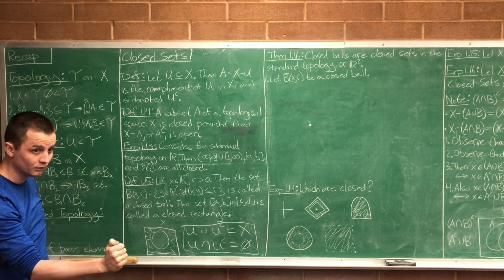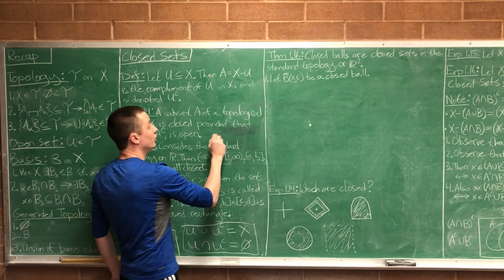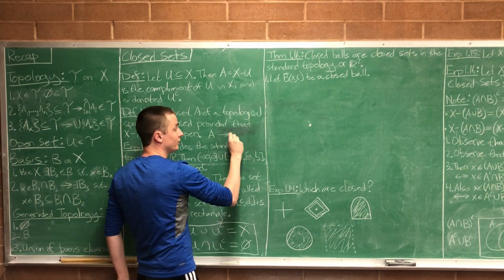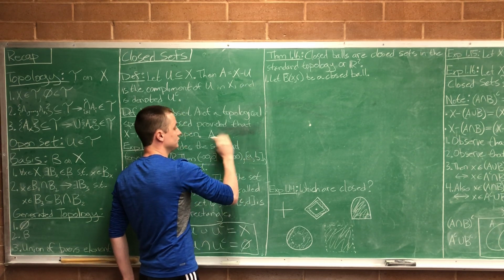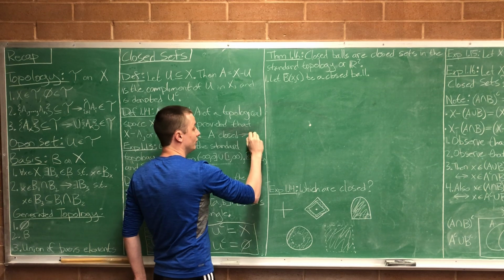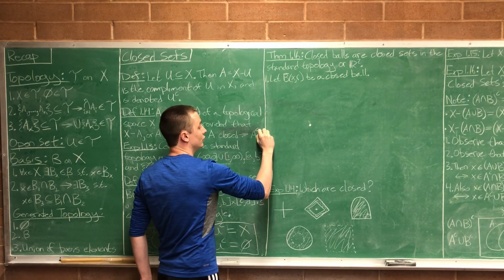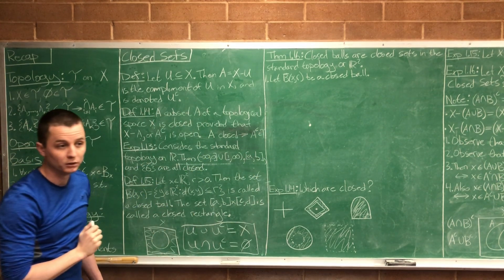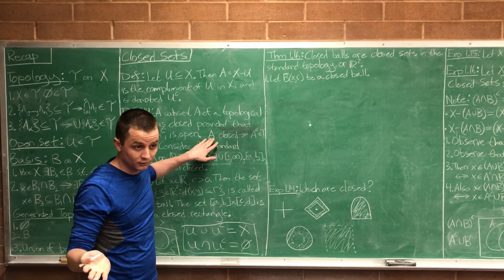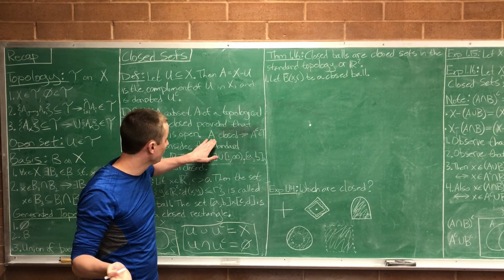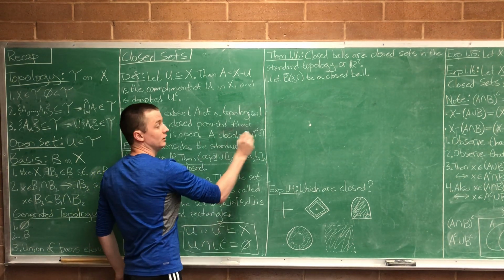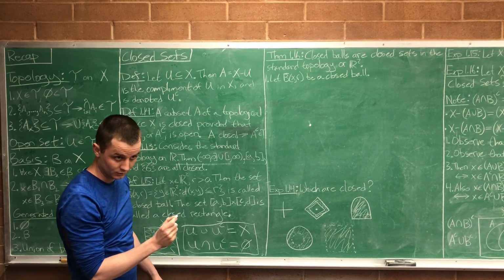Make sense? But that set could also be an open set, right? So A closed implies A complement is open, is in tau. This set might also be open. We didn't say anything about whether or not A was open. All we know is that if A is closed, its complement is open.